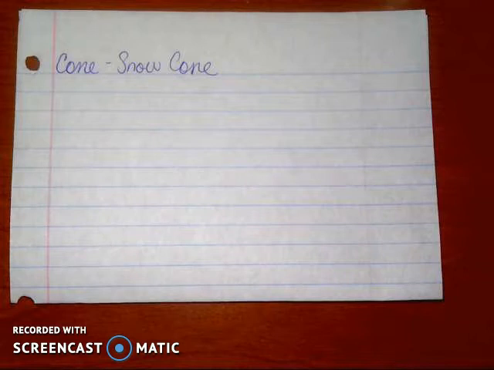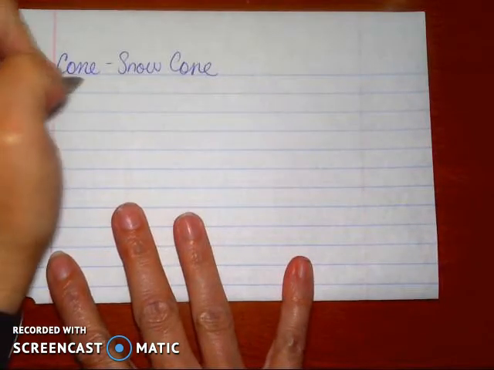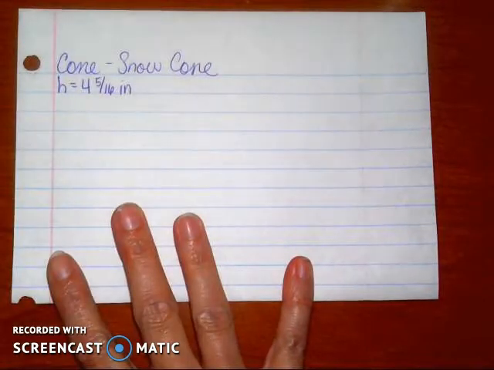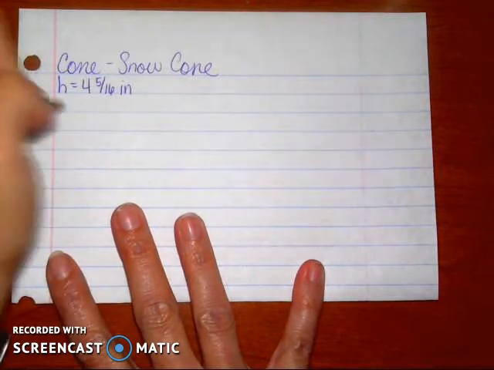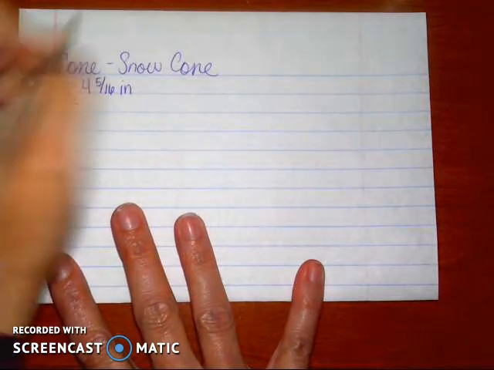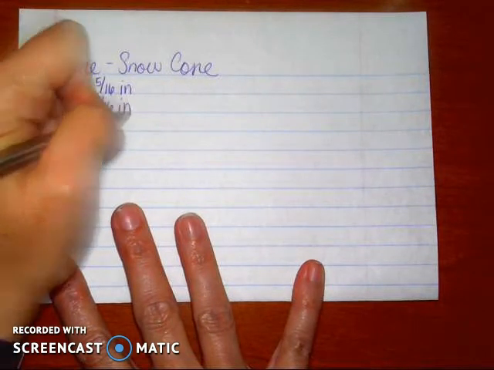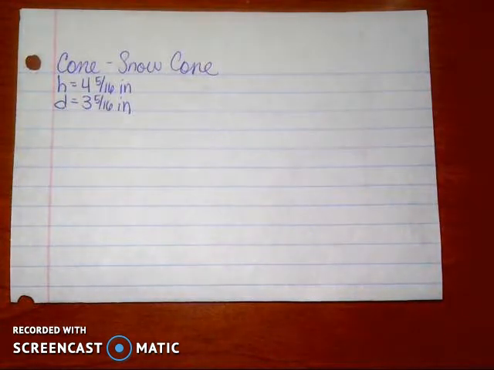I have the height of the cone. So the height of the cone, they tell me, is 4 5/16 inches. That tells me the inches, and it gives me the top diameter. So I'm going to write diameter, and that's 3 5/16 inches. Okay, so that's enough information for me to go ahead and find the surface area and volume of my cone. So I'm going to move it up so you see the picture of the cone.